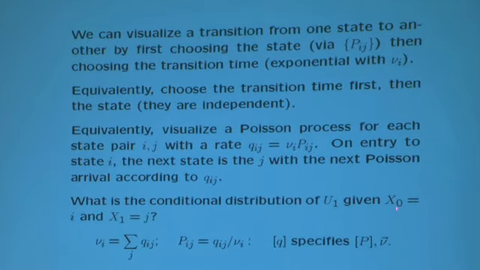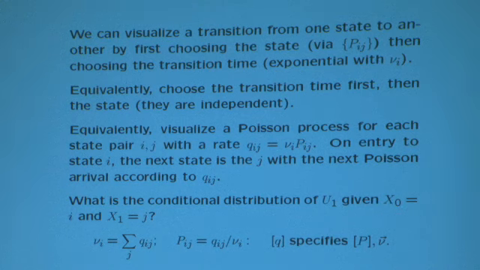Okay, so anyway, this gives the conditional distribution of u1, given that x0 is equal to i and x1 is equal to j. This says that the exponential rate out of state i is equal to the sum of the exponential rates to each of the states we might be going to. We have to go to some other state. We have no self-transitions as far as we're concerned here. Even if we had self-transitions, this formula would still be correct, but it's easier to think of it without self-transitions. P sub ij, this is the switch probability, is q sub ij divided by nu sub i.